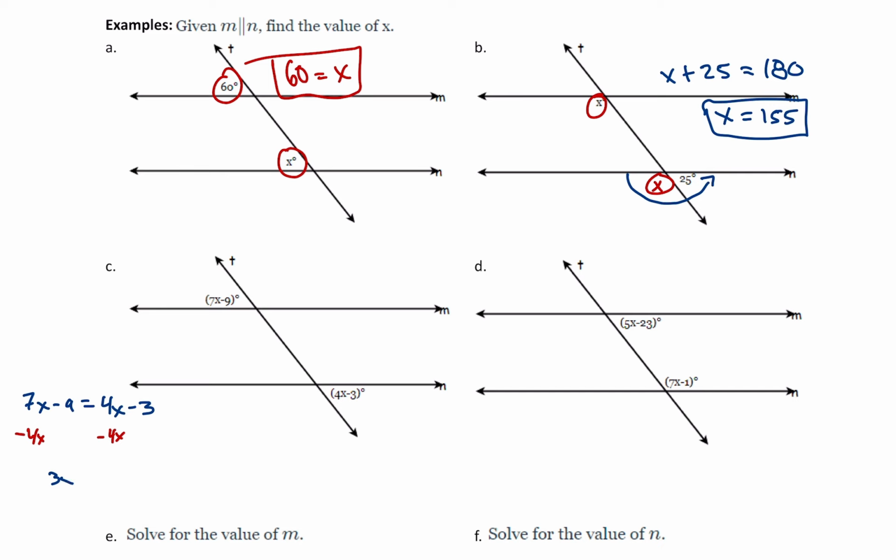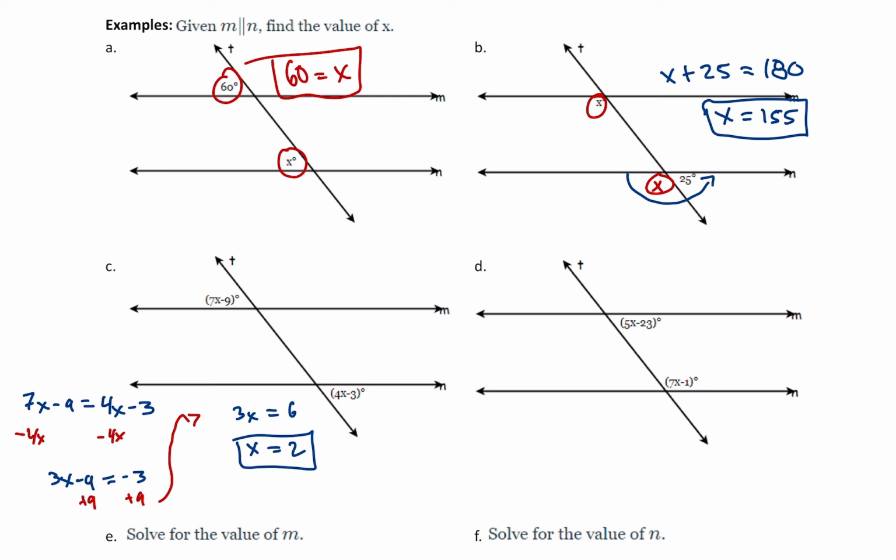which is going to give me 3x minus 9 is equal to -3. Then I can add 9 to both sides, and that'll give me 3x is equal to 6. And then if I divide both sides by 3, I get x is equal to 2. See, so what I'm doing here is I'm using my vocabulary to set up an equation, and then I just solve that equation like we have been doing in the past.